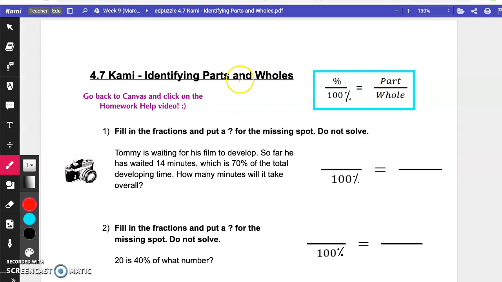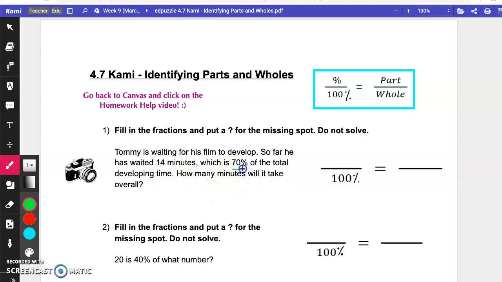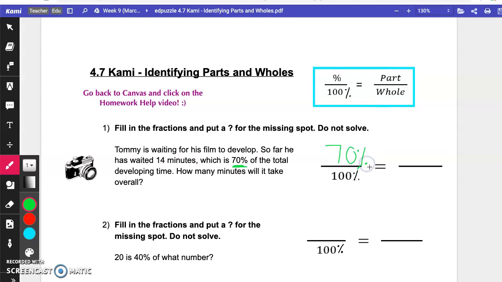Okay? So let's read through these. I'll give you some helpful hints. The first thing I like to do before I even get started is find my percent because it has a percent symbol next to it. So like, I'm not even going to read this problem, but look, it says 70%. Nice. So I'm going to put it right here. 70% is what I'm dealing with.